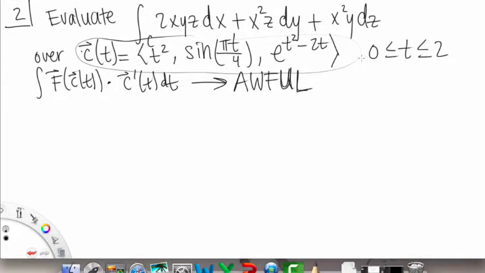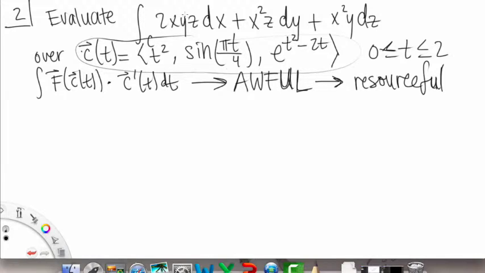So when anything in life seems really awful and intimidating, we look for shortcuts. This is not an exercise of laziness. This is an exercise of resourcefulness. We're going to draw upon what we know, and any theorems that might pop up, because theorems are basically shortcuts. So let's try to find out if our vector field f is conservative.